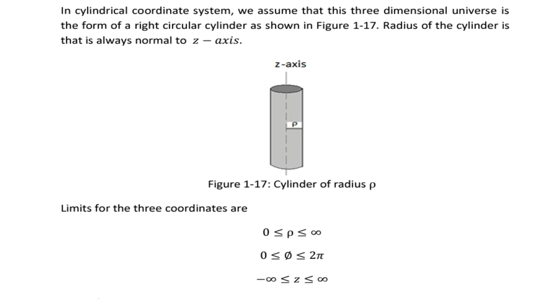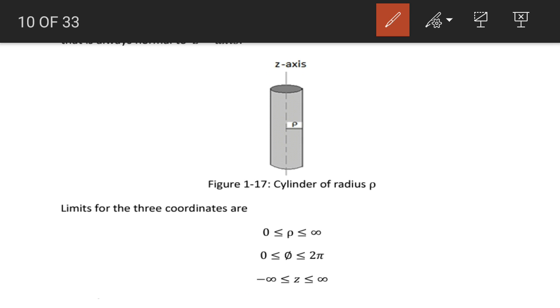Now in the cylindrical coordinate system, we assume that our three-dimensional space is in the form of a right circular cylinder. You guys can see the cylinder in figure number 17. The radius of the cylinder is rho and the axis of the cylinder is the z axis. So you see rho is perpendicular to the z-axis. Rho is the radius of this particular cylinder. It is always normal to the axis of the cylinder. The axis of this cylinder in this particular diagram is the z-axis.